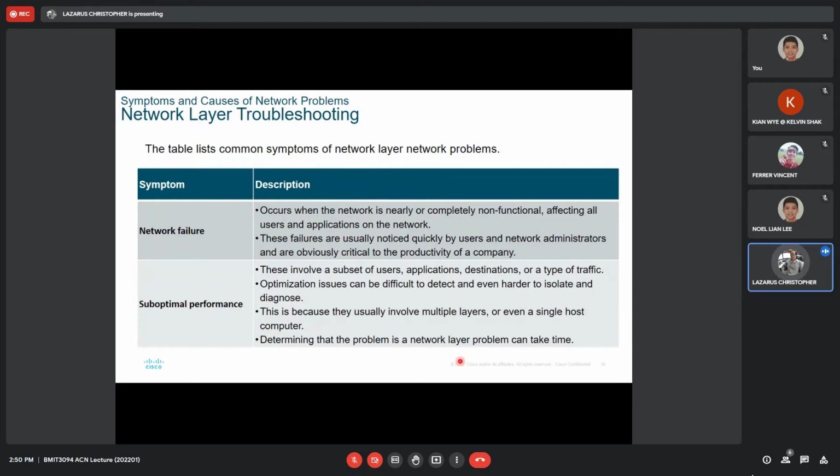Suboptimal performance means your network is slow, laggy, not performing at the level that you expect, right? Suboptimal performance is usually harder to detect. It depends on the application, destination, and type of traffic. Let me give you an example. Suddenly it's very, very slow, and you think it's a network problem, but actually it's because someone is using BitTorrent and utilizing all the bandwidth to download a torrent.